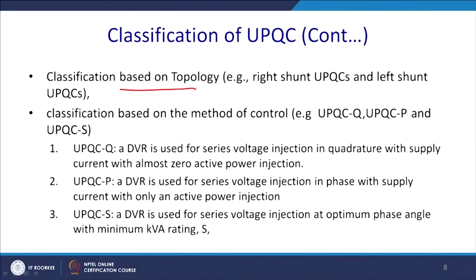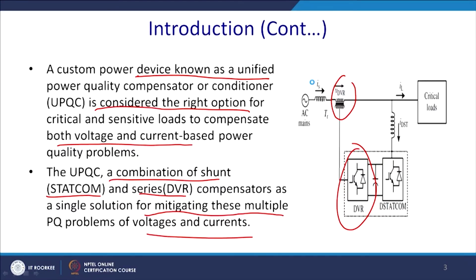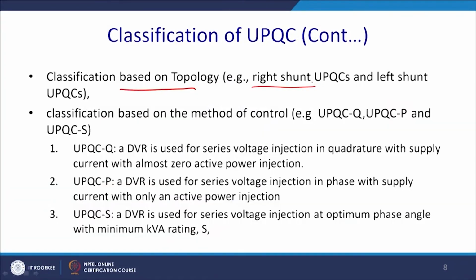Now, let us put it in a formal way. Classification based on topology, that is, whether it is a right shunt or a left shunt. Please go back to the figure, then only you will appreciate it. See that here it is a right shunt topology. We can put this on the other side, then we say it is the left shunt topology. So, we can have both. That is the right shunt and the left shunt UPQC.